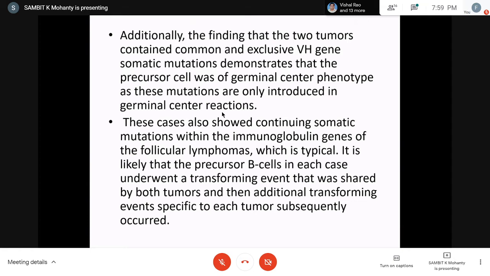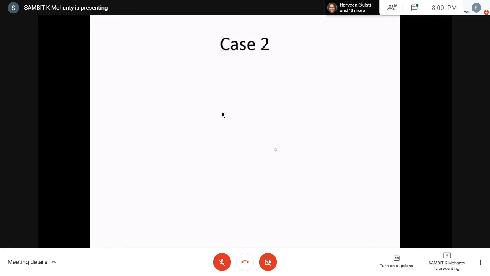They also showed continuing somatic mutations within the immunoglobulin gene, rather than the somatic rearrangement of the follicular lymphoma, which is typical. It is likely that the precursor B cells in each case underwent a transforming event that was shared by both tumors, and then additional transforming events specific to each tumor subsequently occurred. So let's go to case 2.